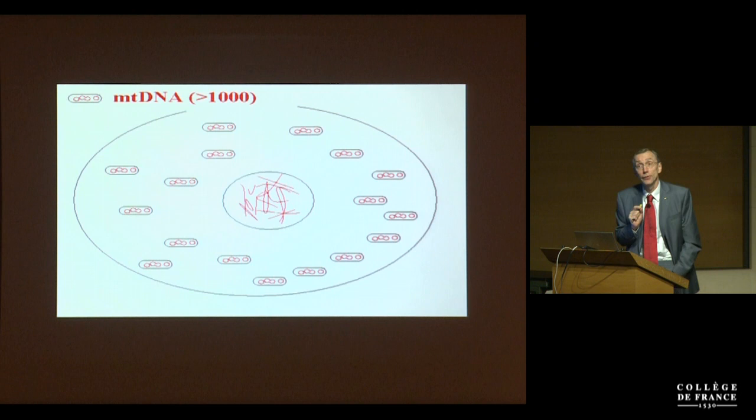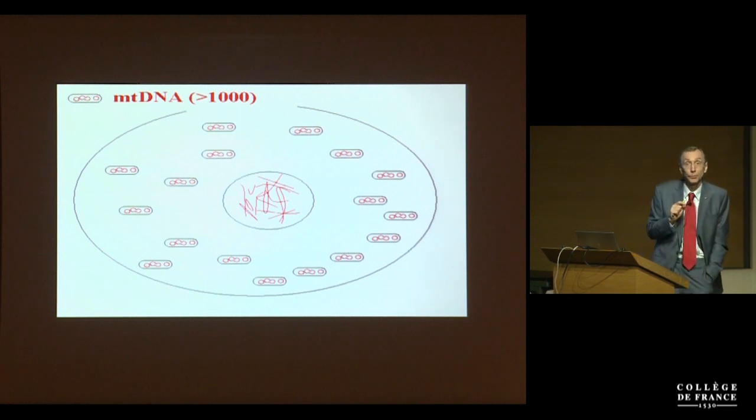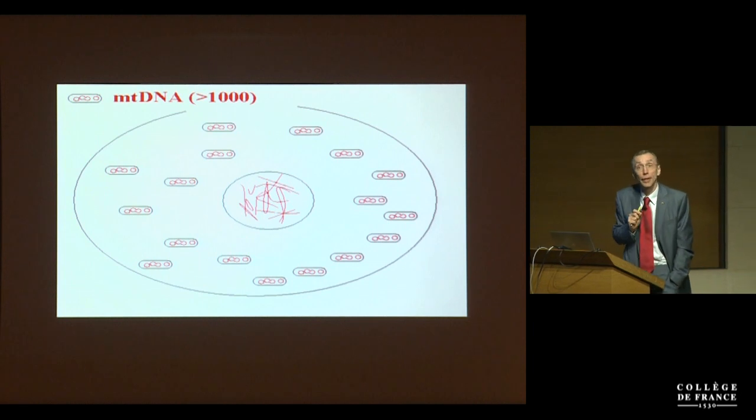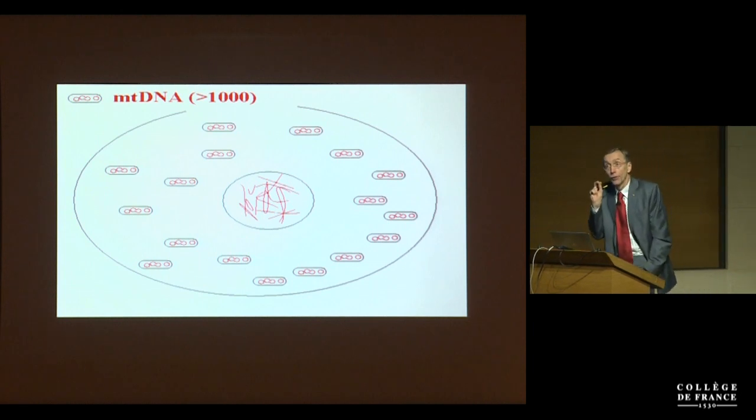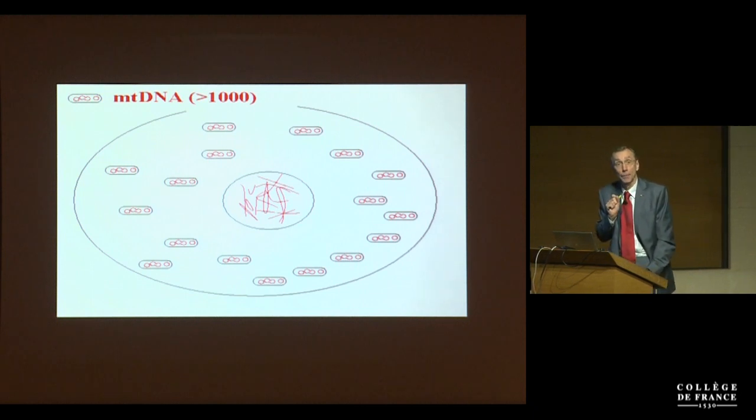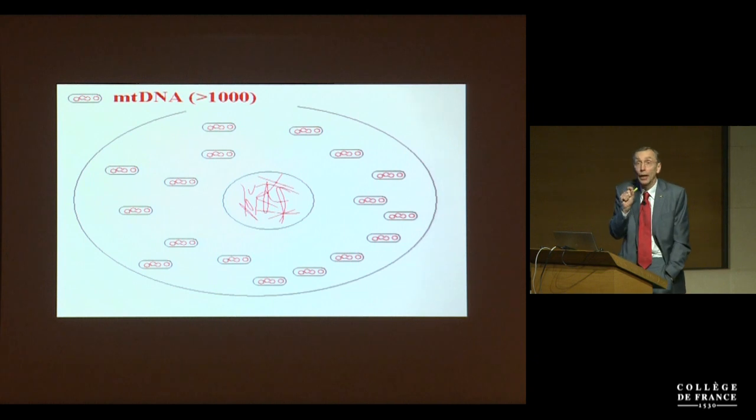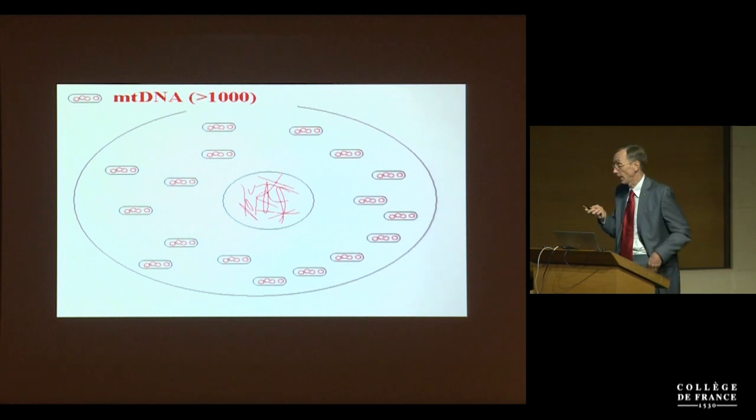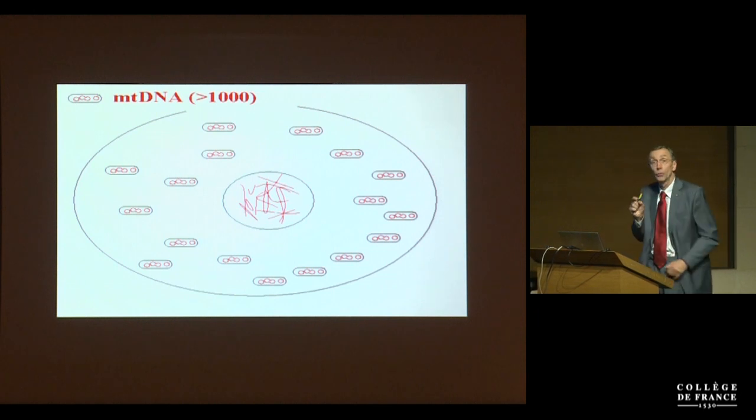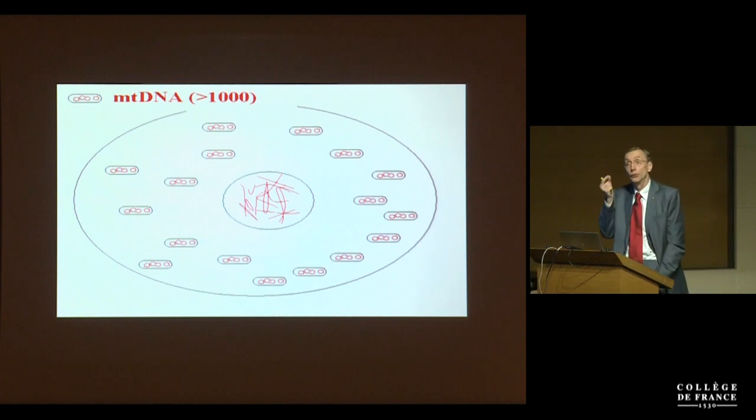It's a tiny piece of DNA. It's inherited only from mothers to offspring, so it reflects only the female side of history. And the advantage of it, though, is that it occurs in many copies per cell. So there are hundreds, sometimes thousands of copies of mitochondrial DNA per cell, whereas in the nuclear genome, there are just 2 copies, of course. The genome you inherited from your mother and from your father.